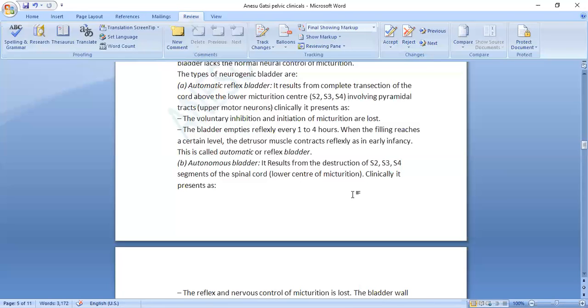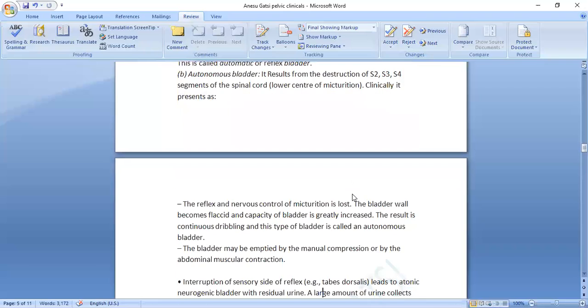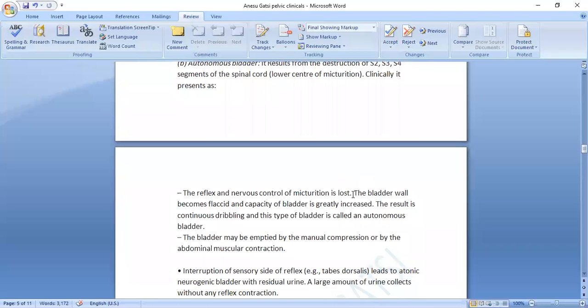Then this autonomous bladder clinically presents with loss of the reflex and nervous control of micturition, and the bladder wall becomes flaccid, and the capacity of the bladder is greatly increased. Remember, you are now losing tone, but this is more like a lower motor neuron lesion. And then you may have interruption of the sensory side of the reflex, seen in what you call tabes dorsalis. That is more common in syphilitic patients.